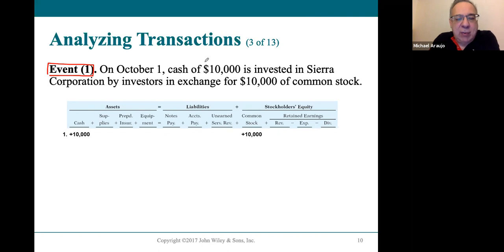So remember, in the first event, we had $10,000 of cash in exchange for $10,000 of common stock. We analyzed it. We said, okay, we had more cash and we had more common stock, right? Well, now it's your chance to talk to me like an accountant. How would we talk like accountants to say we have 10,000 more in cash and 10,000 more in common stock? So does anyone want to step up and volunteer? Otherwise, I'll just call as I see. Do I have any volunteers? Mike? Go ahead, Mike.